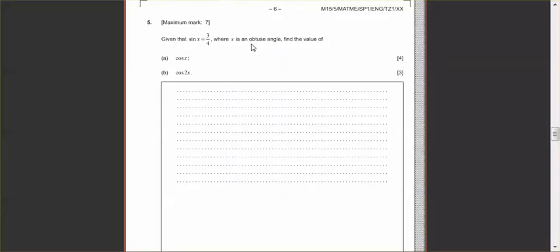90 or 180? Yeah, obtuse angles are like this, aren't they? More than 90 degrees.